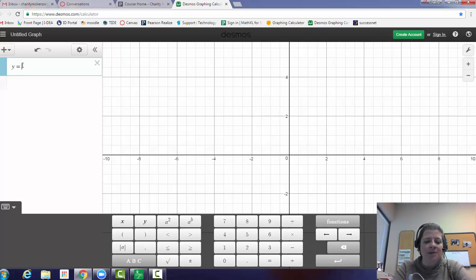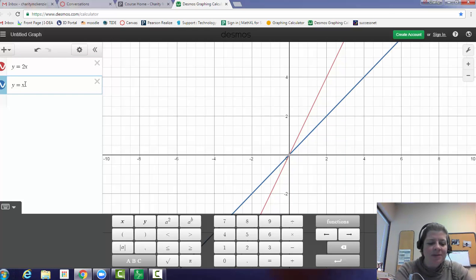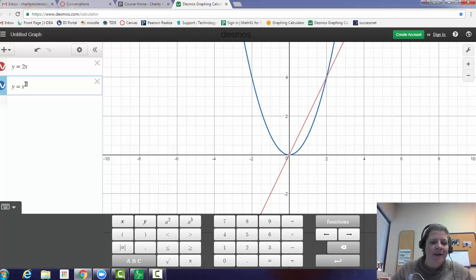We had y equals 2x. Look, there it is. Click down and you can enter in the other one. Y equals x squared. And you can use the square here and you can see the U shape.